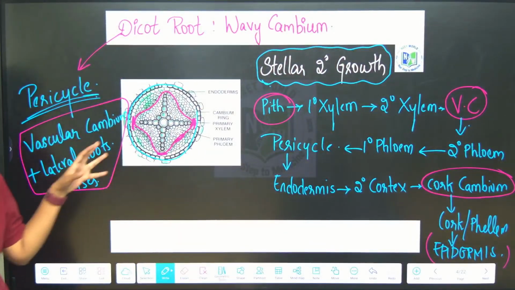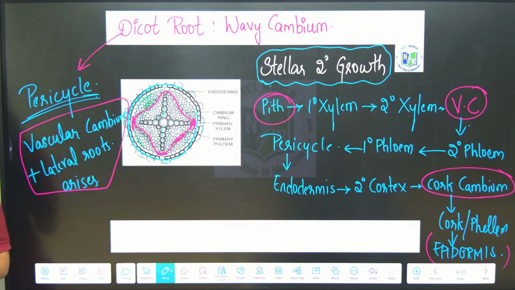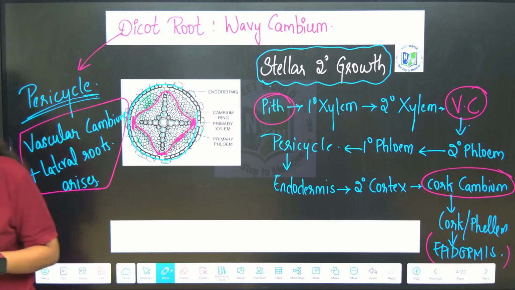I hope the wavy cambium concept is clear to all of you. Yes, right? Clear, right, ma?